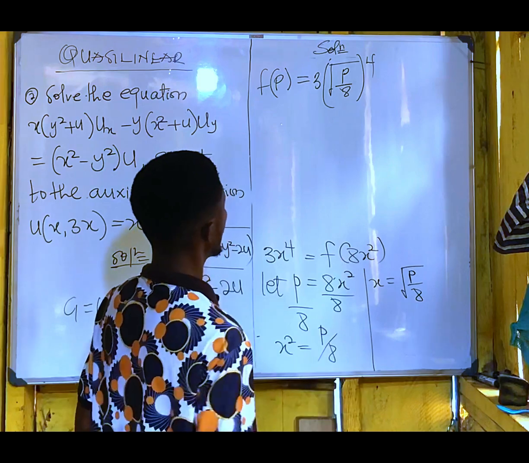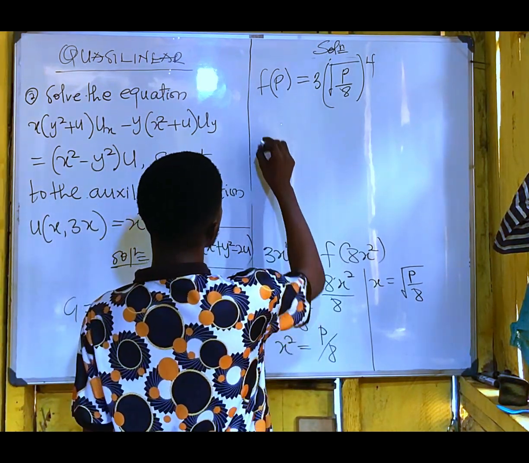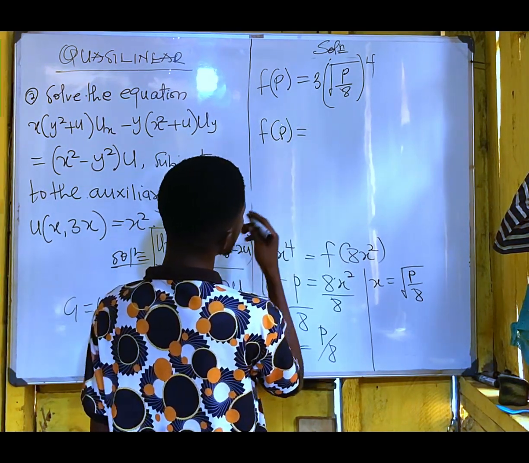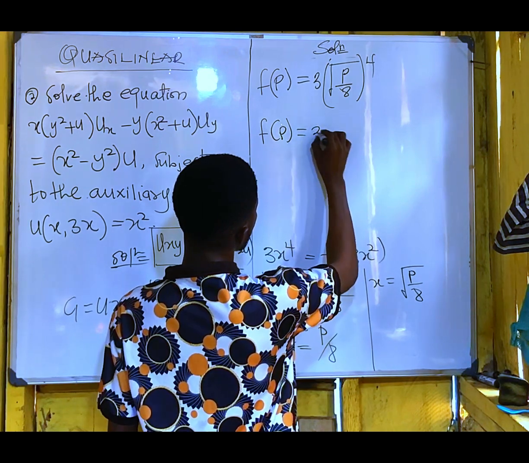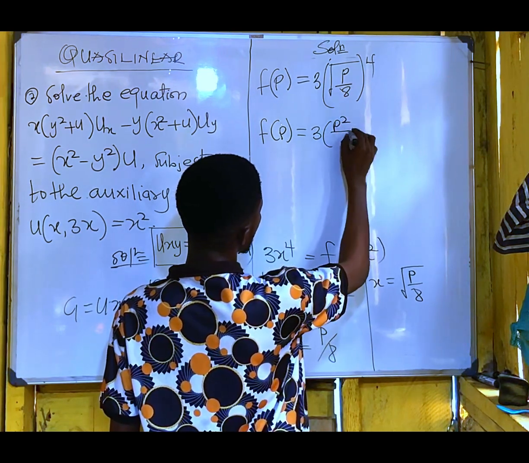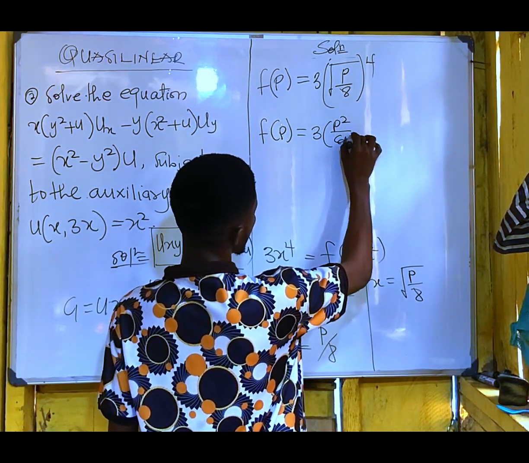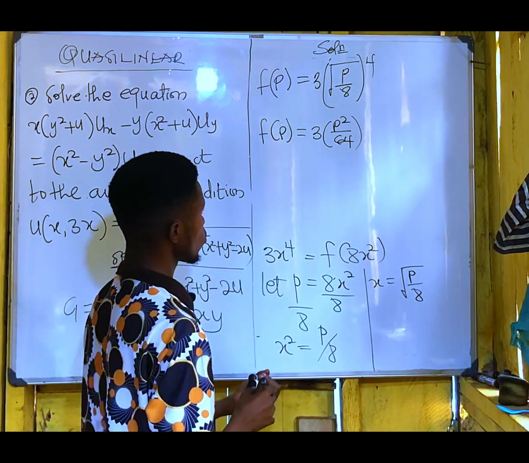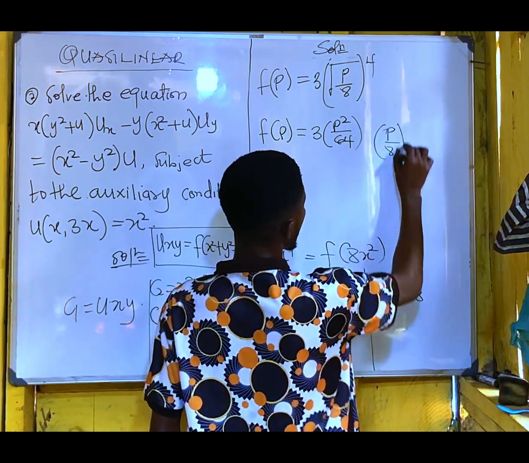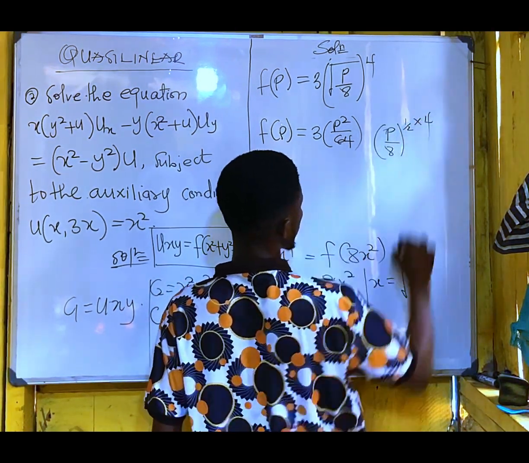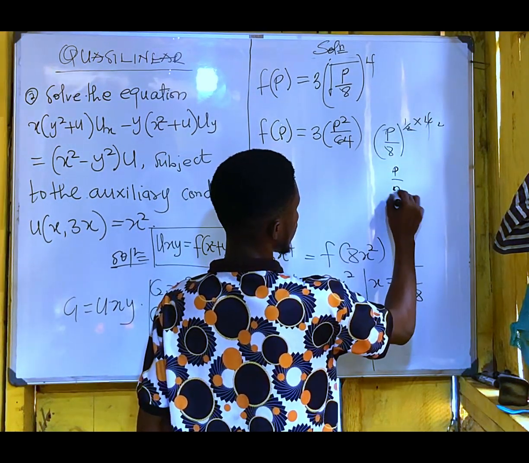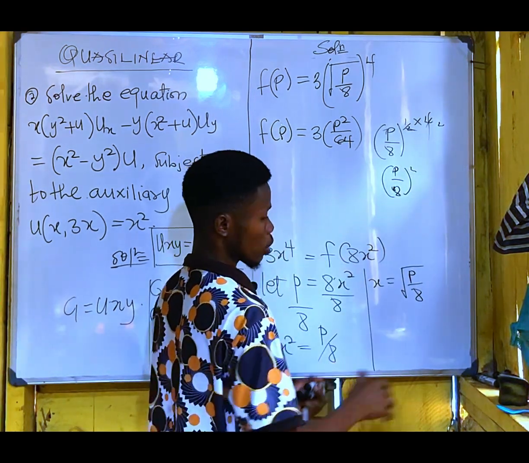So here, this will give us f of p equals 3 bracket open p squared over 64. I think this is how it's going to look, because the square root is like p over 8 all to the power half times 4. So this 2 goes here, leaving 2. I got p over 8 to the power 2 like this. So that is correct.